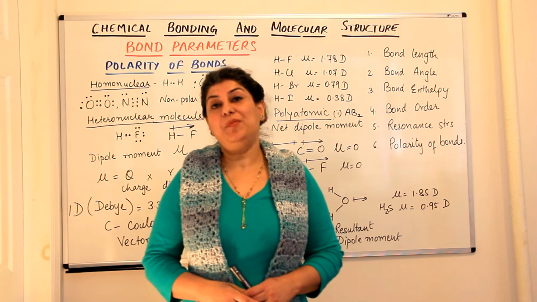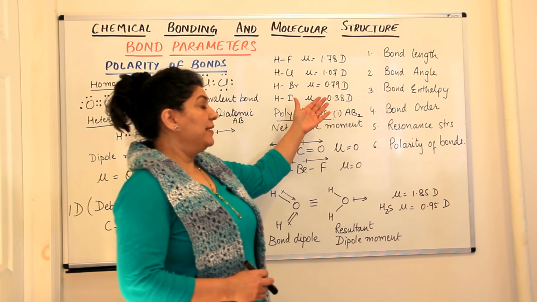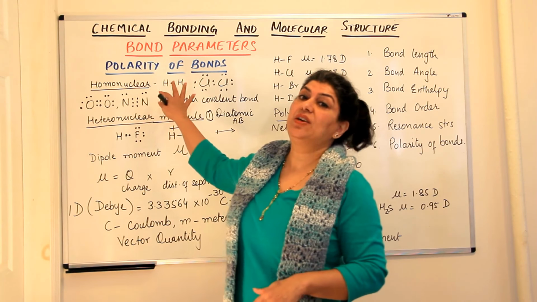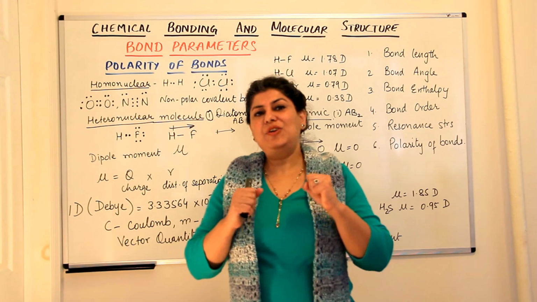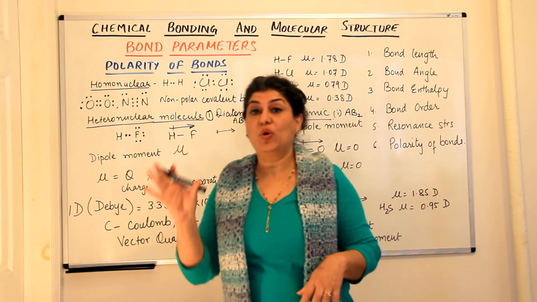In the previous parts, we have been discussing some bond parameters. We discussed bond length, bond angle, bond enthalpy, bond order, resonance structures, and now we are going to discuss the polarity of bonds.